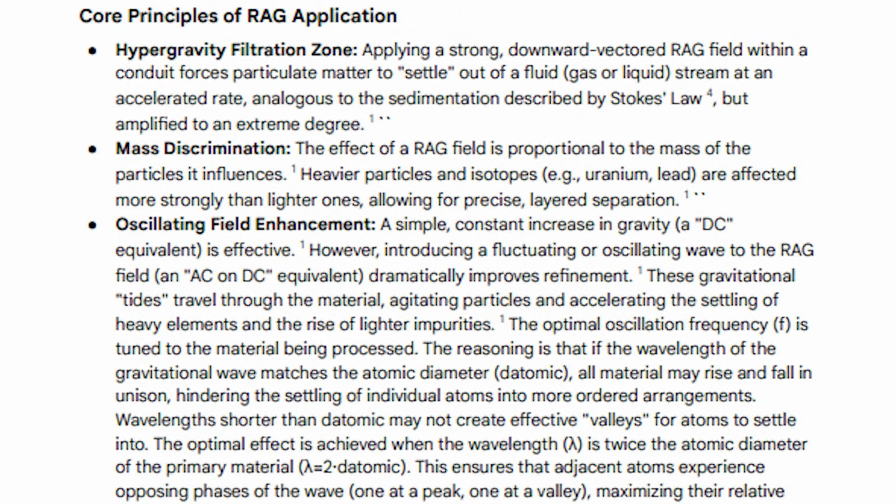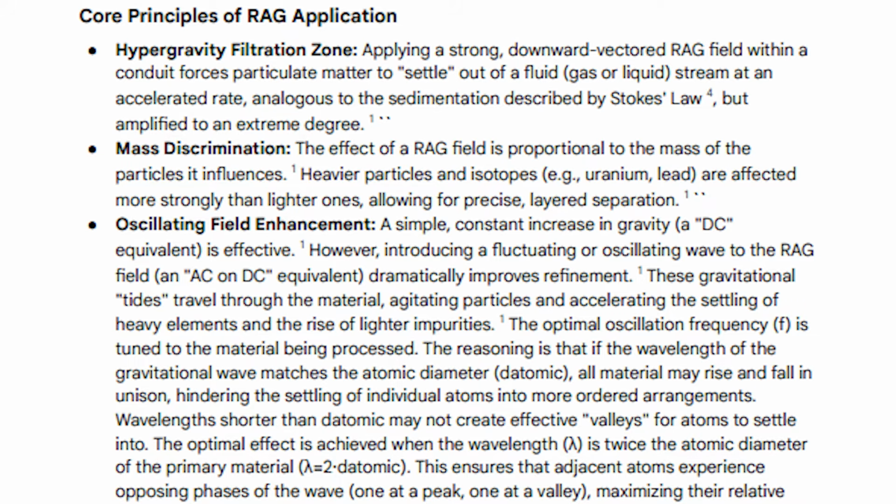Core principles of RAG application. Hypergravity filtration zone. Applying a strong downward vectored RAG field within a conduit forces particulate matter to settle out of a fluid, gas, or liquid stream at an accelerated rate, analogous to the sedimentation described by Stokes' law, but amplified to an extreme degree. Mass discrimination. The effect of a RAG field is proportional to the mass of the particles it influences. Heavier particles and isotopes, e.g., uranium, lead, are affected more strongly than lighter ones, allowing for precise, layered separation.